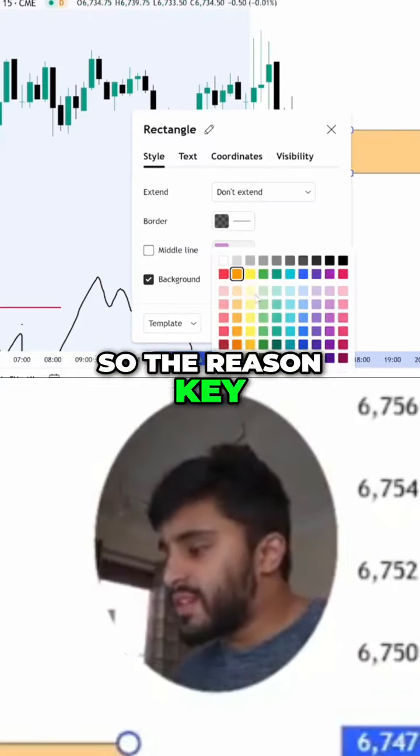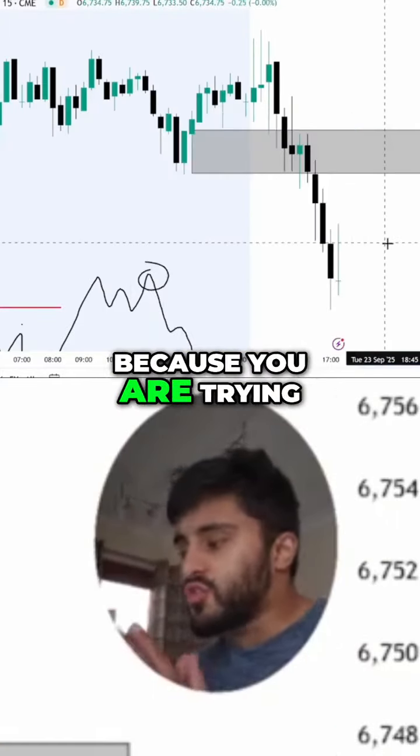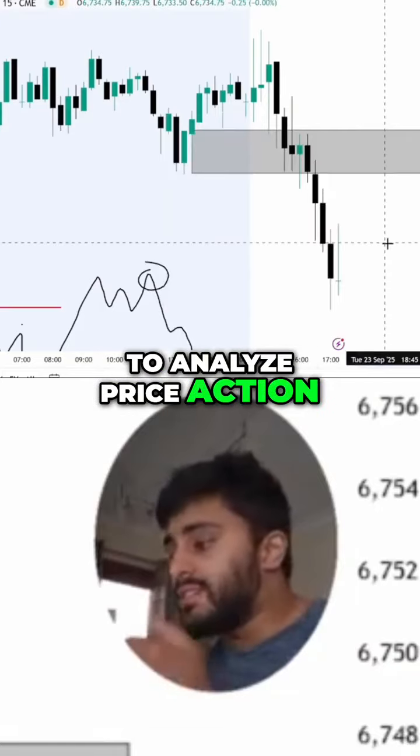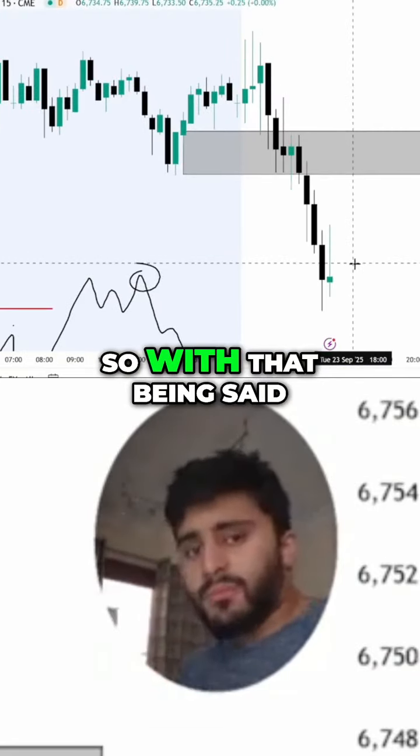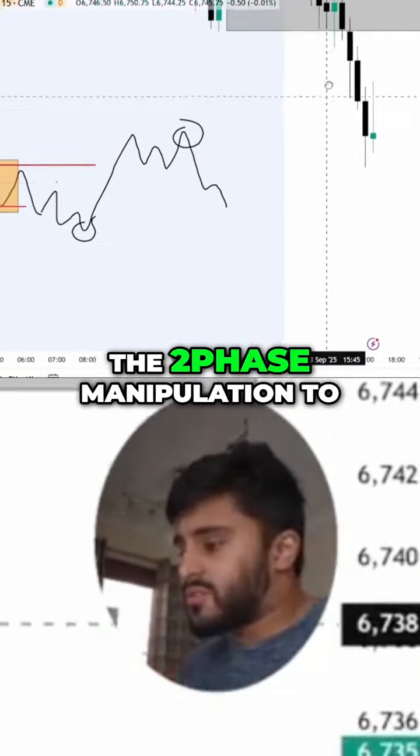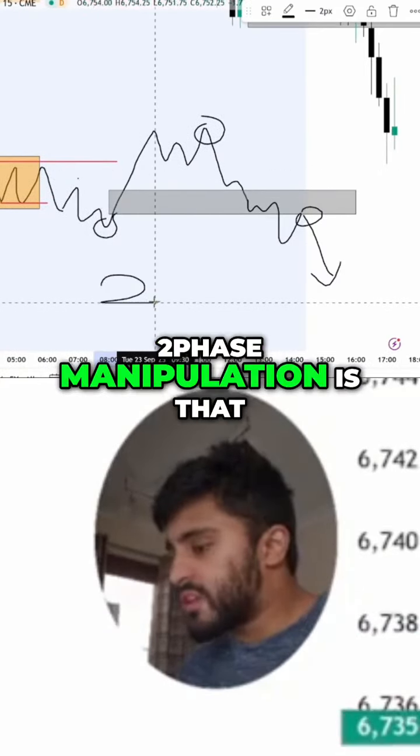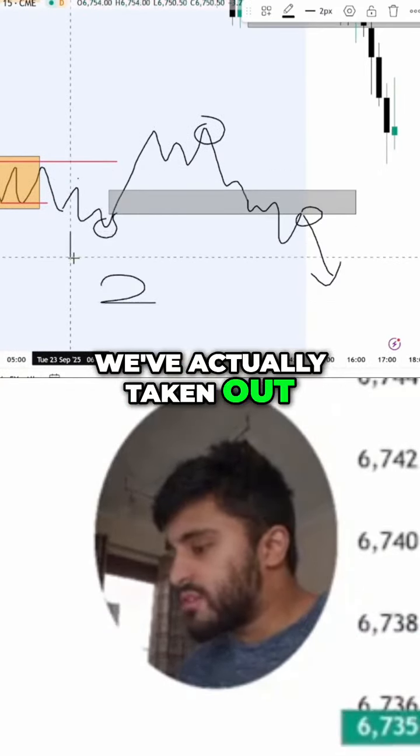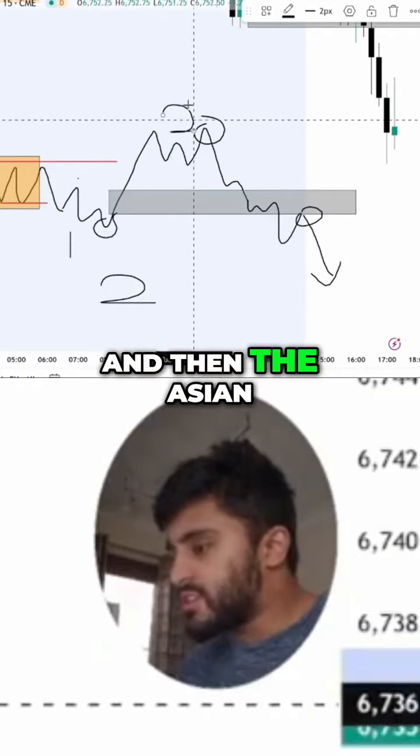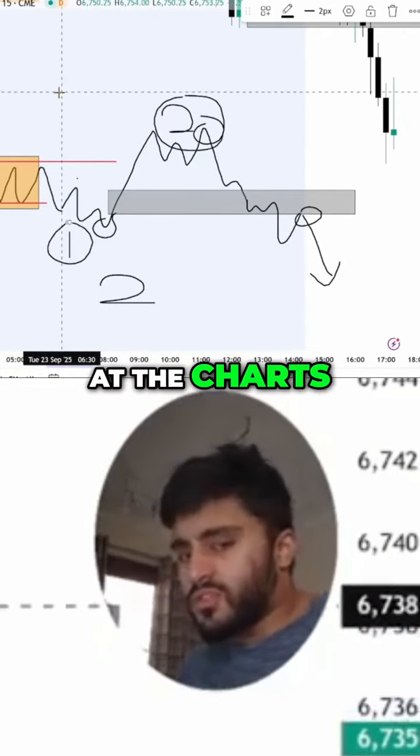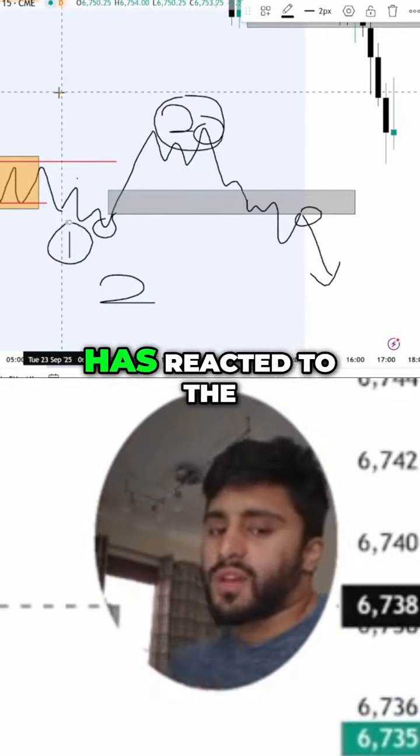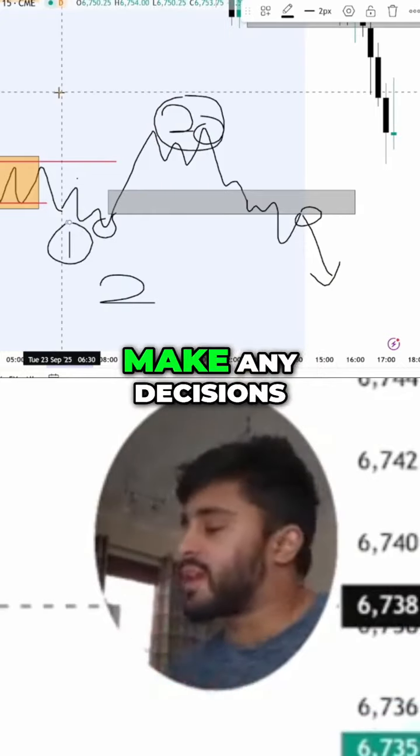The reason key levels are important is because you are trying to analyze price action inside of those key levels. So how can we use the two-phase manipulation to our advantage? What makes this a two-phase manipulation is that we've actually taken out the Asian range low and then the Asian range high. Whenever you're looking at the charts, you always want to see how the market has reacted to the Asian session before you make any decisions.